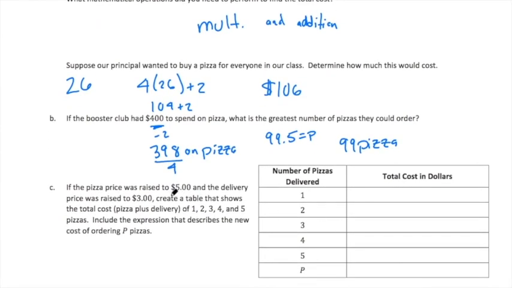Okay, let's consider what happens if they change it now. $5 for pizza. Maybe we're getting toppings. And maybe it's a $3 charge as well. So 5 for the first pizza plus 3 is 8 for one pizza, then 13, 18, 23, 28. What are we doing every time? 5 times the number of pizzas plus $3 for the delivery charge. That is our rule, multiplication and addition happening at the same time.